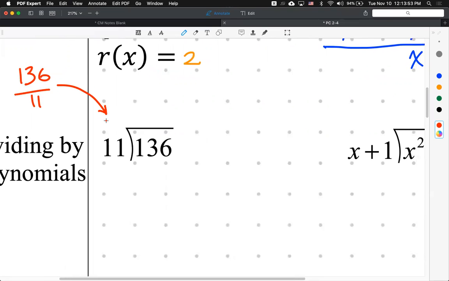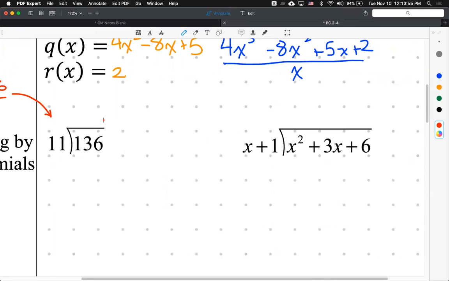Look at the similarity between these two problems. I have the coefficients 1, 1. The coefficients are 1x and 1. What about the coefficients for this? 1, 3, 6, 1, 3, 6. These problems are synonymous. This is a polynomial on the right. This is just normal integers on the left. They're going to be the same exact steps, though. We have to be careful about why we're doing what we're doing.